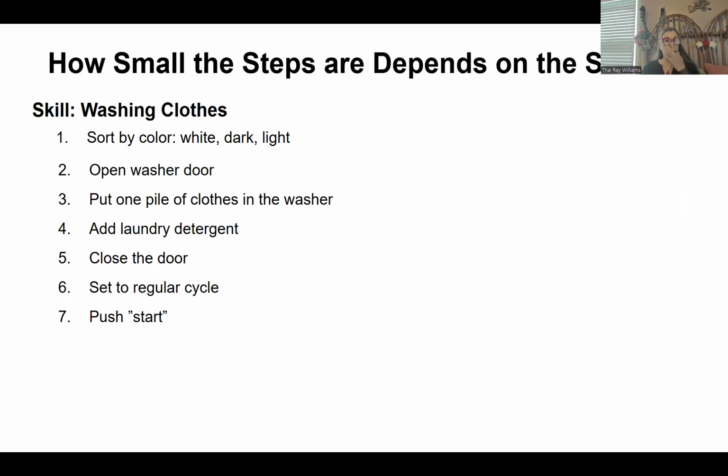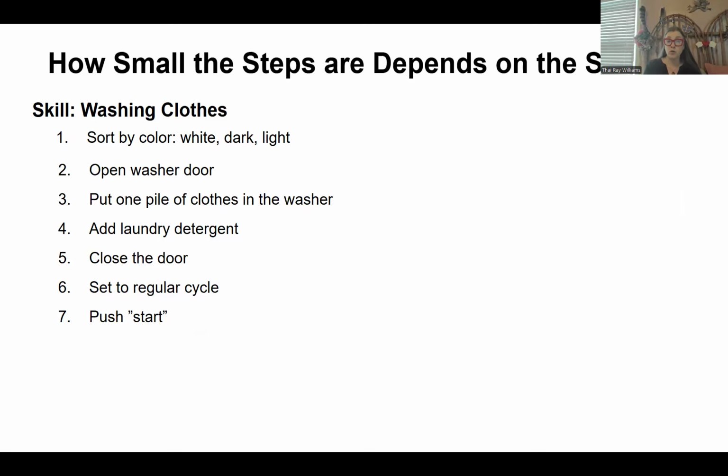So let's talk about how small the steps are. How small do you make it? Now, again, it depends on your student. You have to know your students. And so here's an example. If I were teaching a student to wash clothes, I might have to have them sort it by color. So you're going to do whites, darks, and lights.